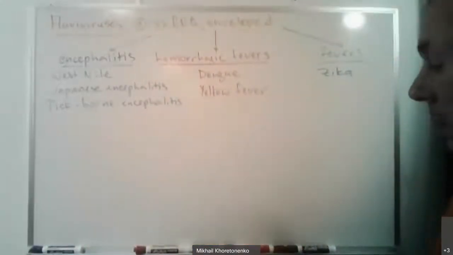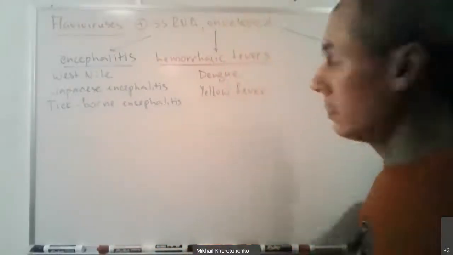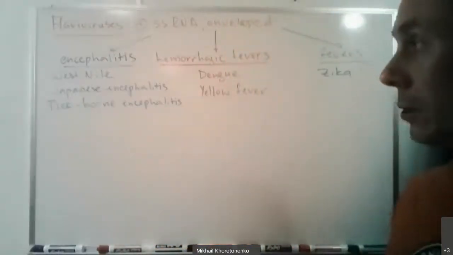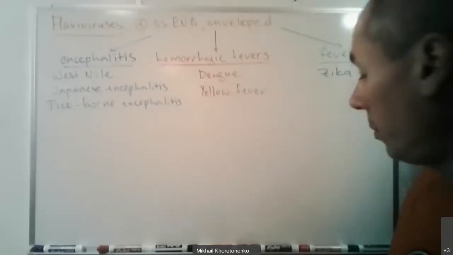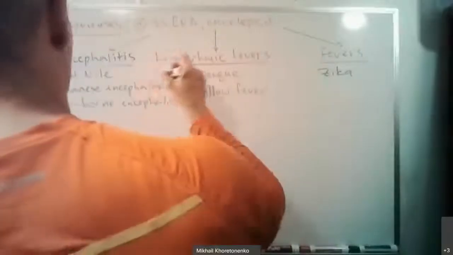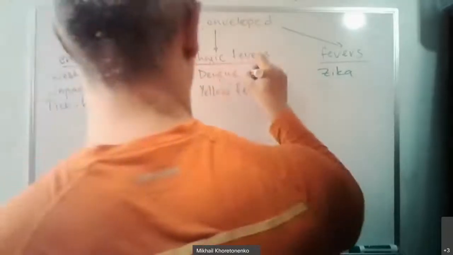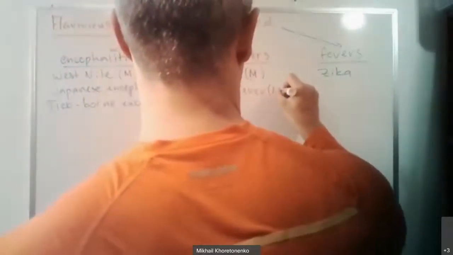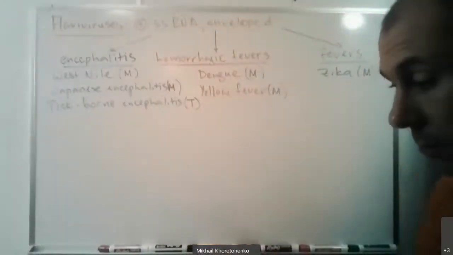Okay. So first, let's talk about the transmission routes. So dengue, yellow fever, Japanese encephalitis, and West Nile can all be transmitted by mosquitoes. Zika as well. So these are all mosquito transmitted. Tick-borne encephalitis, as you can guess, is transmitted by ticks.